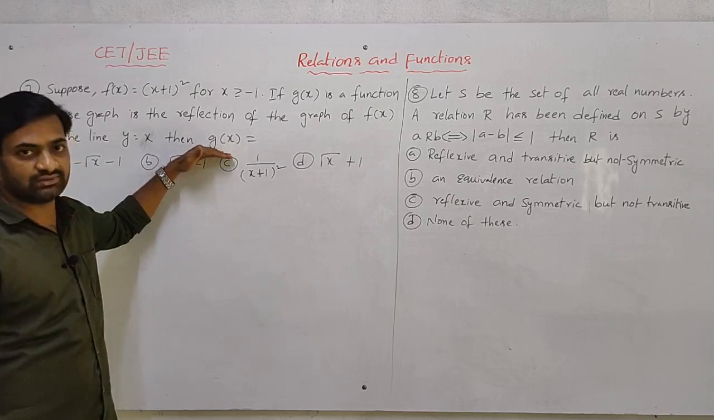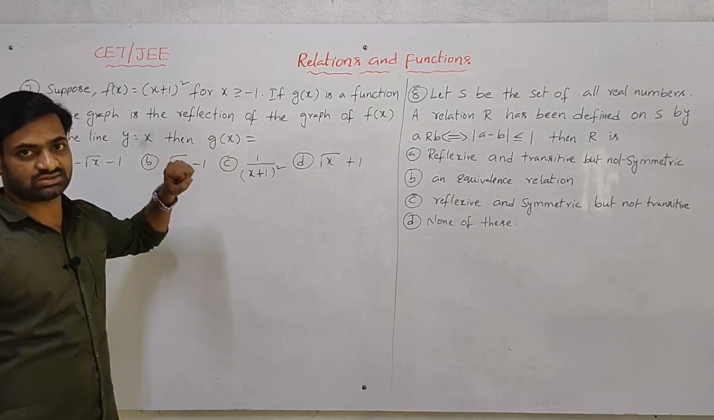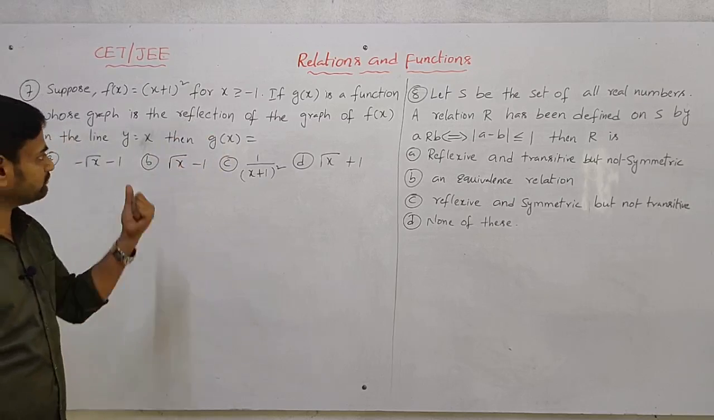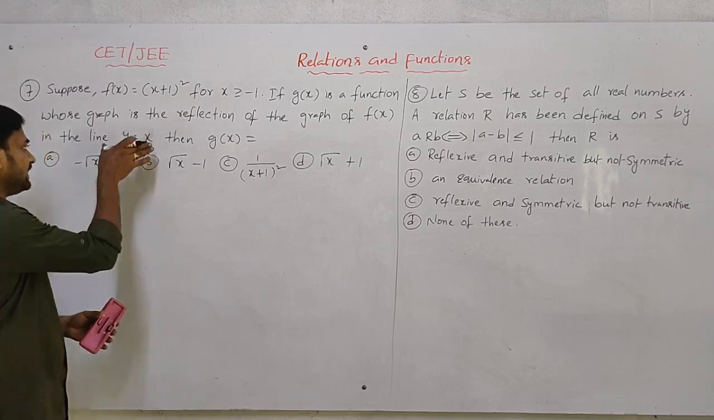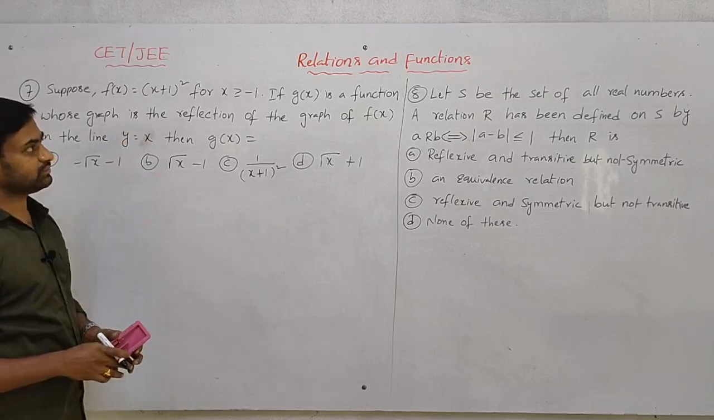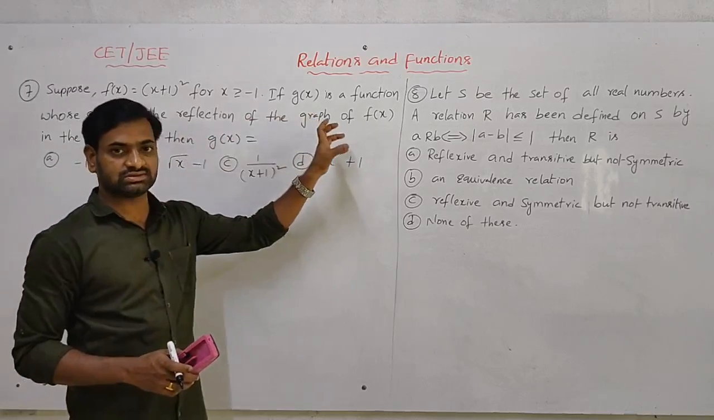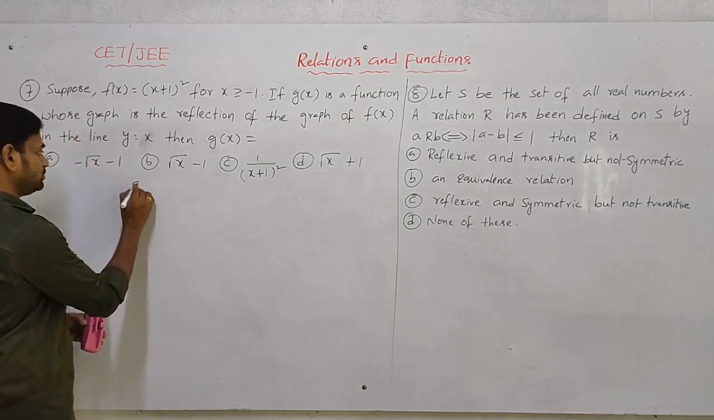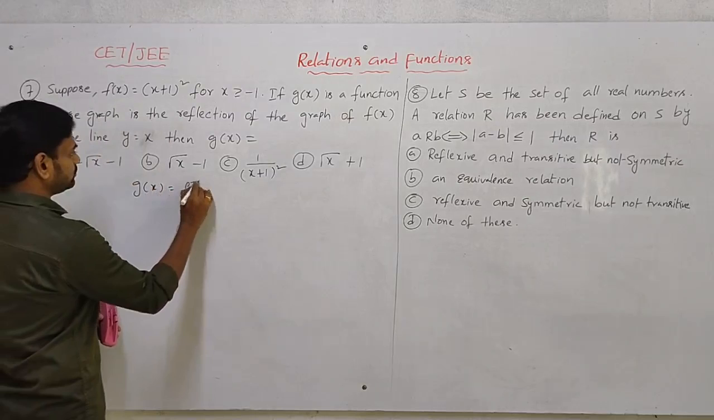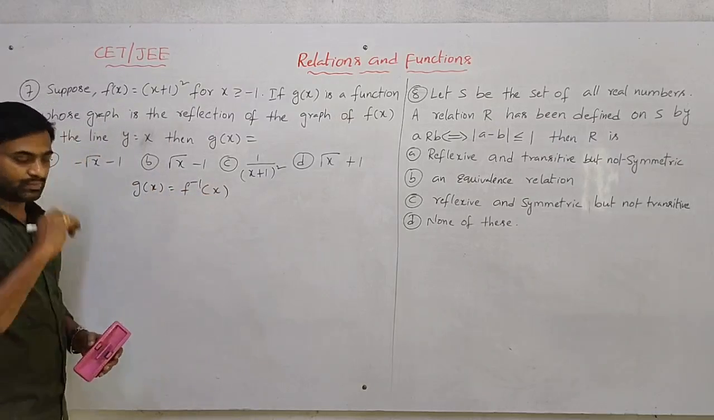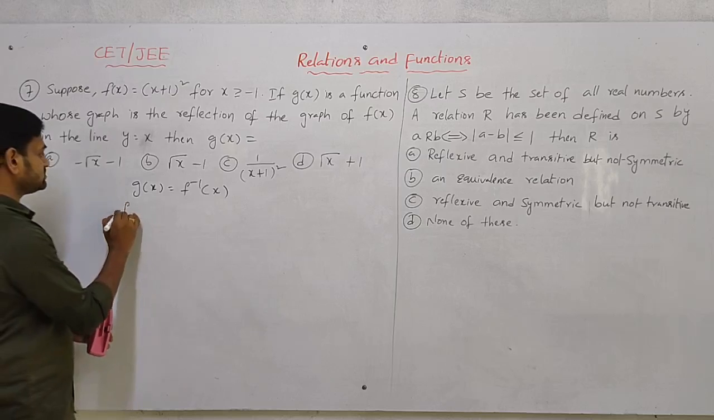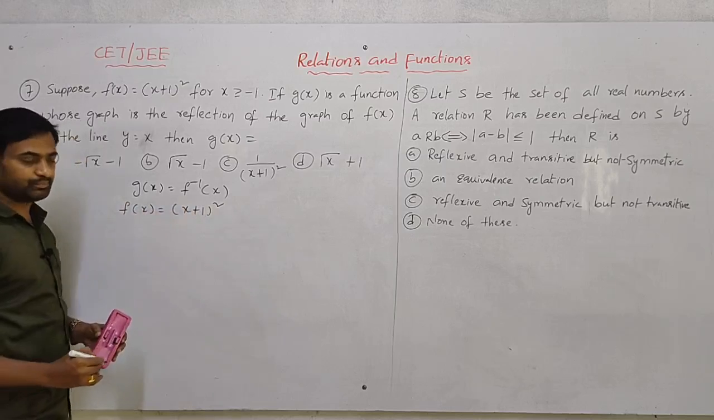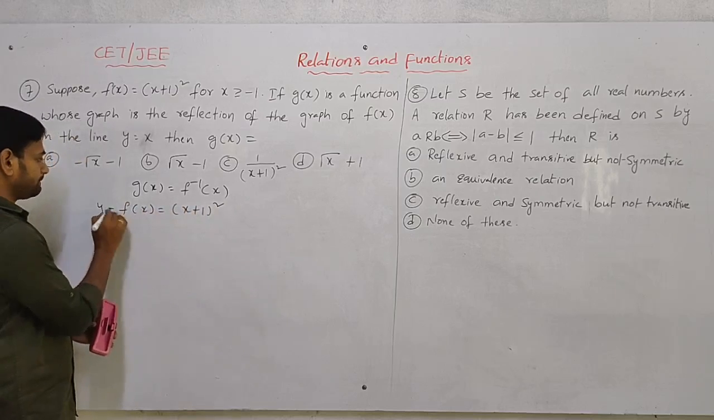So g of x is the inverse of f of x. In the line y equal to x, the reflection of the graph of f of x is the inverse, that is f inverse of x. So here g of x is equal to f inverse of x. So what is f of x? (x plus 1) whole square.